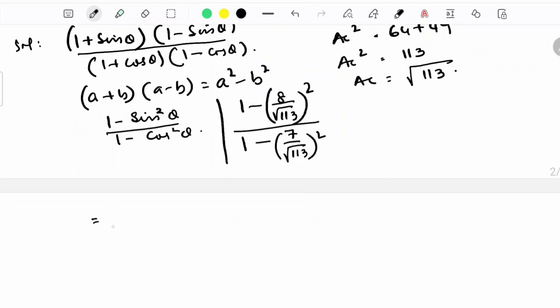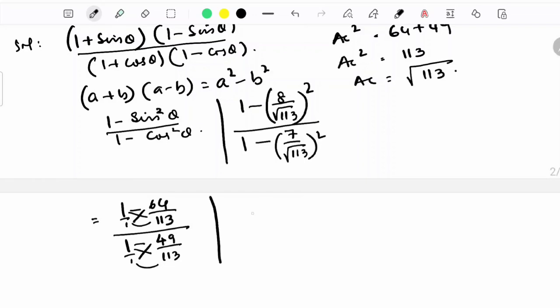equals to 1 minus 8 square is 64 divided by root 113 whole square, the square root gets cancelled, so it will be 113, divided by 1 minus 7 square is 49, again root 113 whole square, the square root gets cancelled, so it will be 113. Now we'll find out the LCM in the numerator as well as in the denominator.